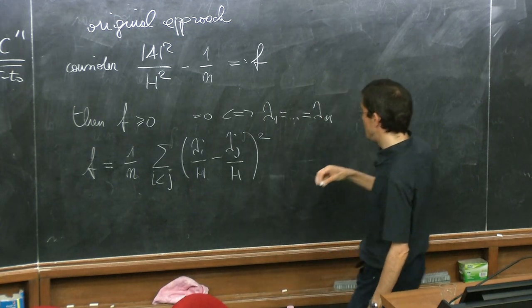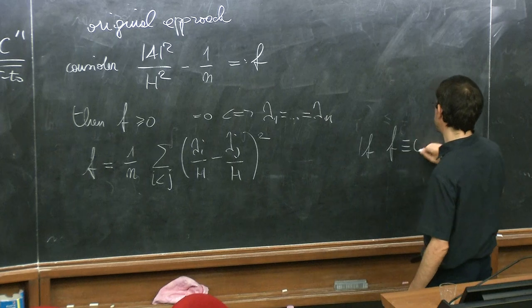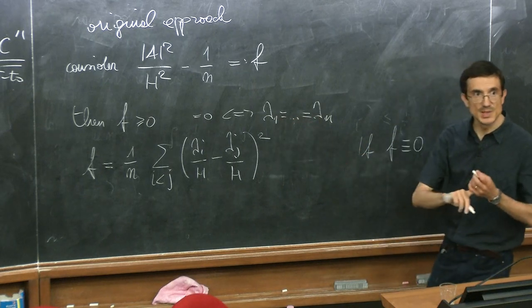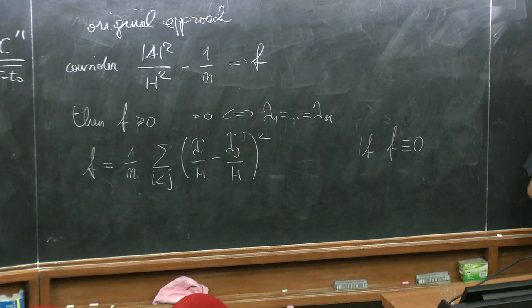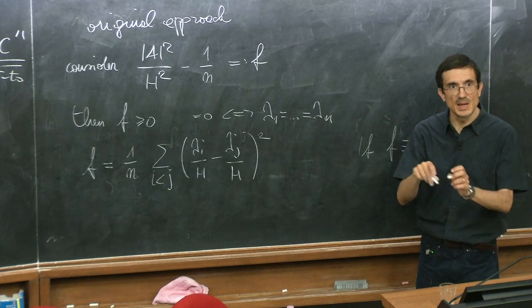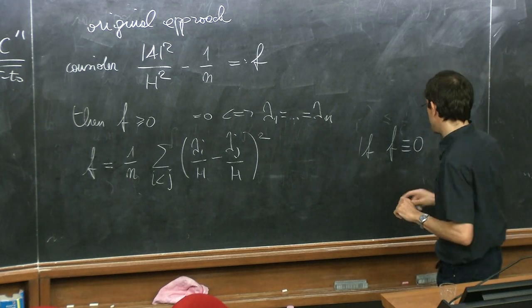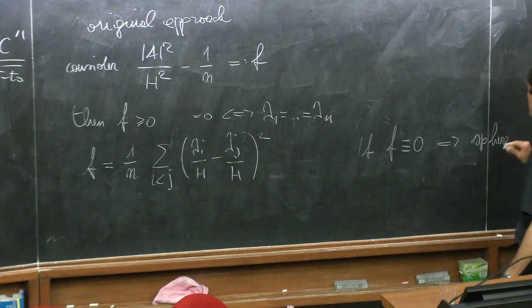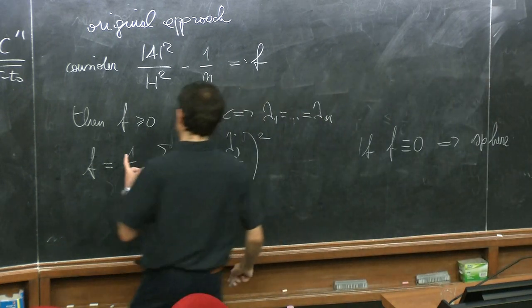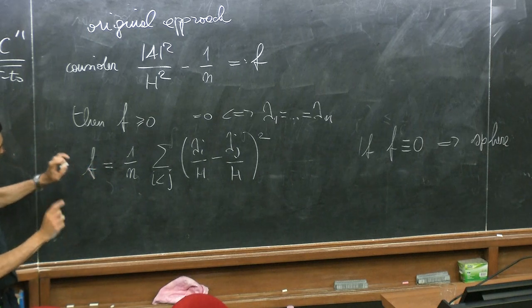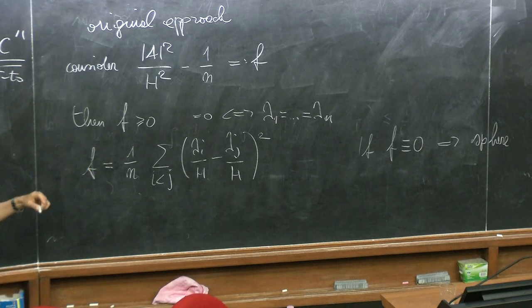So the idea is, if the function is identically zero, then what does it mean? It means that all curvatures coincide at every point, so every point is umbilical. And by some elementary result of Riemannian geometry, this also implies that their common value is independent of the point. And this is equivalent to saying that we have a sphere. So the idea of Huisken was to show that, in some sense, this function goes to zero as we approach the singular time.